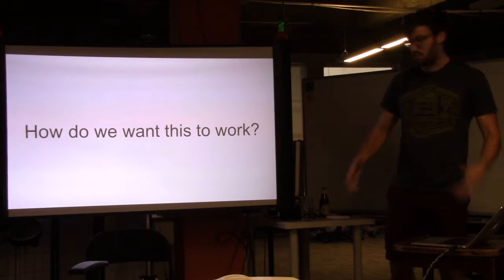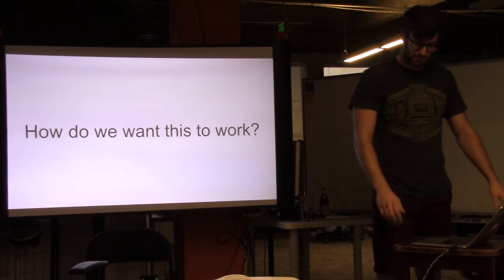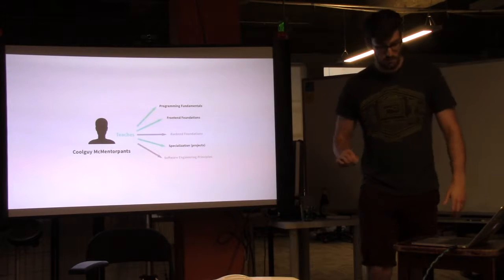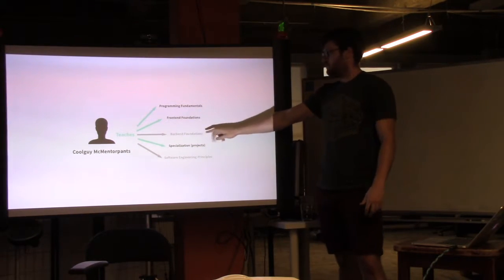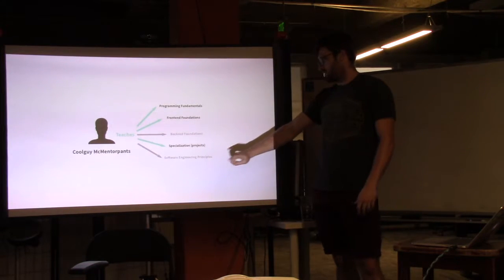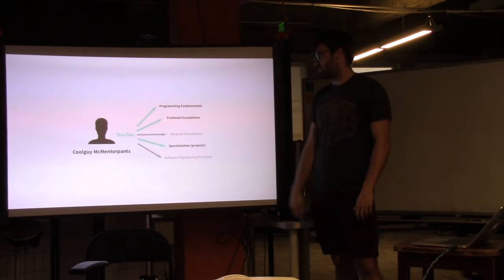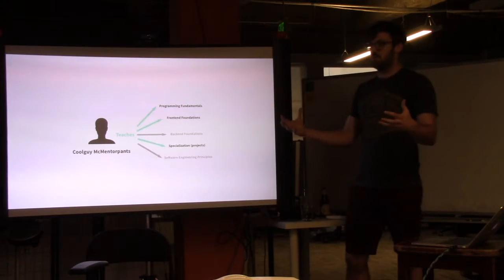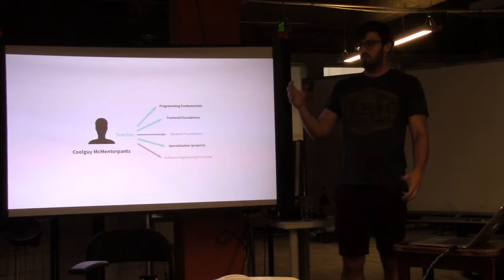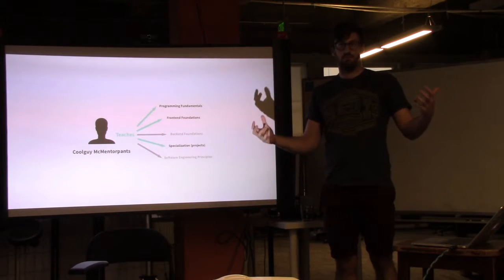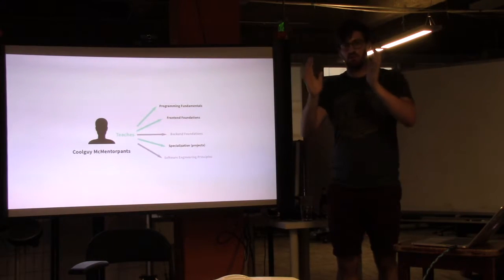So how do we want this to work? This is the old system. What do we want the new system to be? Let's say cool guy McMentor Pants doesn't really teach back-end foundations or software engineering principles, but he does teach specialization, programming fundamentals, and front-end foundations. We want to have that granularity of what they can teach. We want to be able to say, this mentor knows these things. Is there a way that we can find and group mentors who know smaller subject areas within a course?